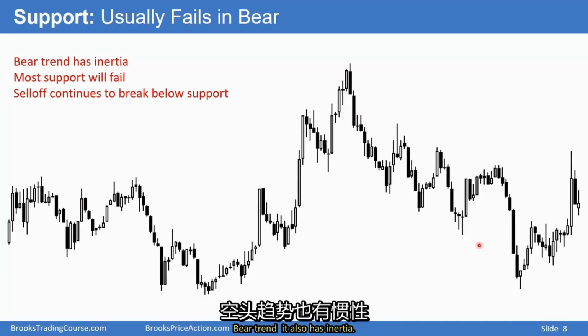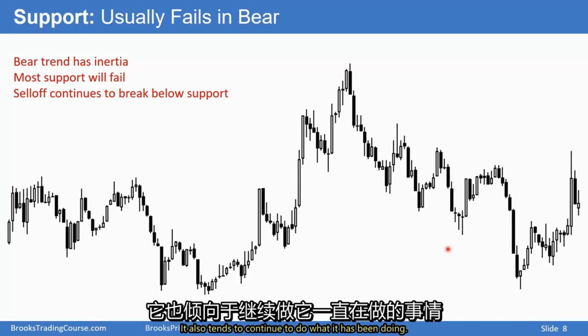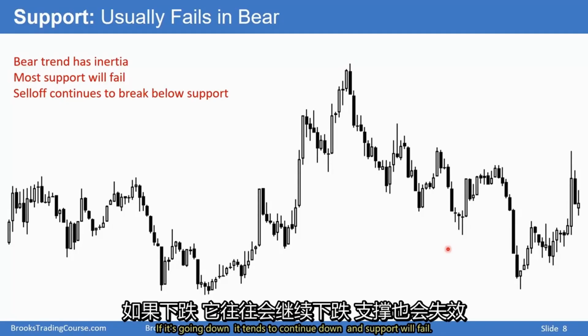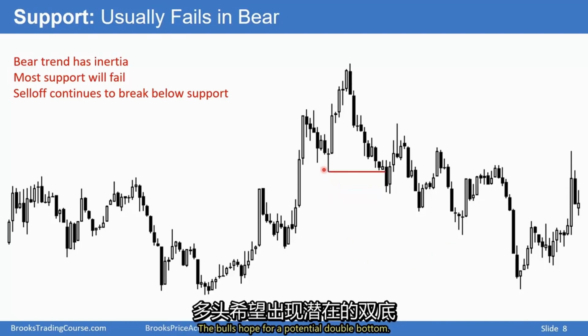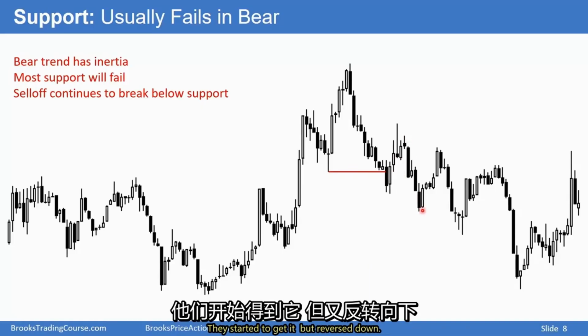A bear trend also has inertia. It also tends to continue to do what it has been doing. If it's going down, it tends to continue down, and support will fail. The bulls hoped for a potential double bottom. They started to get it, but reversed down.